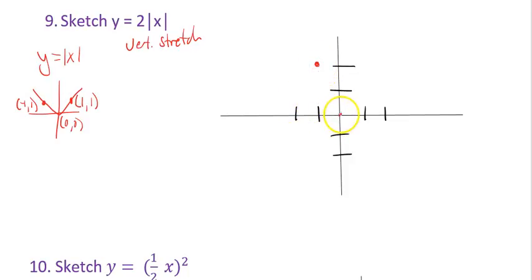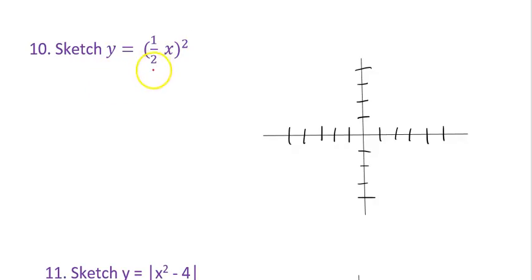0 times anything is 0, so that one stays at 0, 0. And then I can take the point 1, 1 and multiply the y value by 2 and get the point 1, 2. And you can see over here that it would stretch and it would be a little bit steeper now than it was before. And again, I just came up with these points by thinking about that original graph, but I had to have a few just to make my shape right.